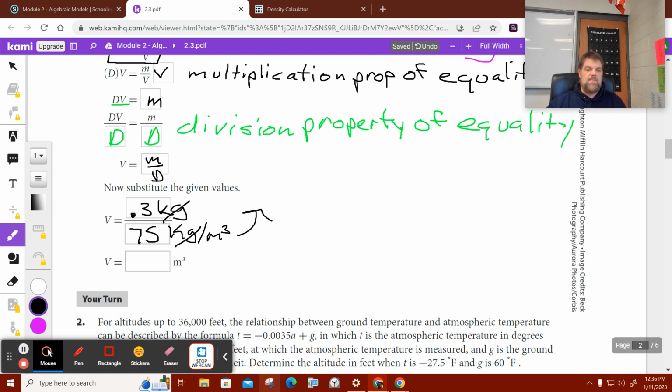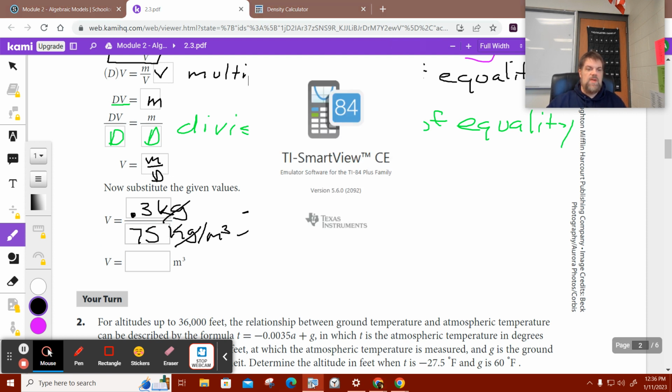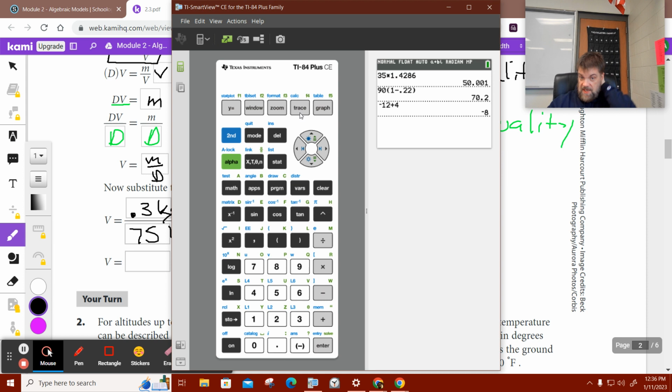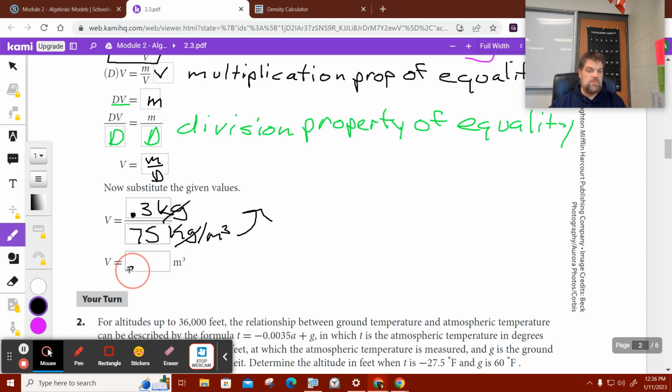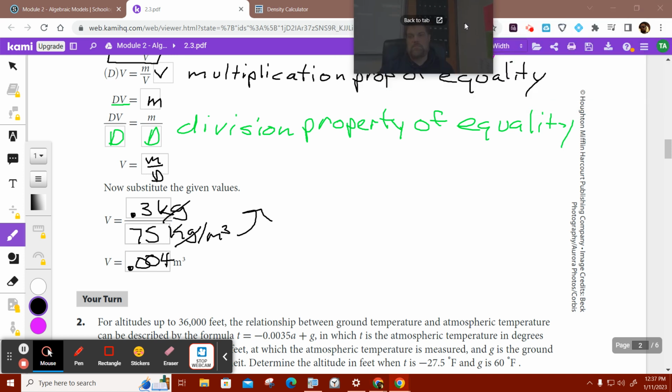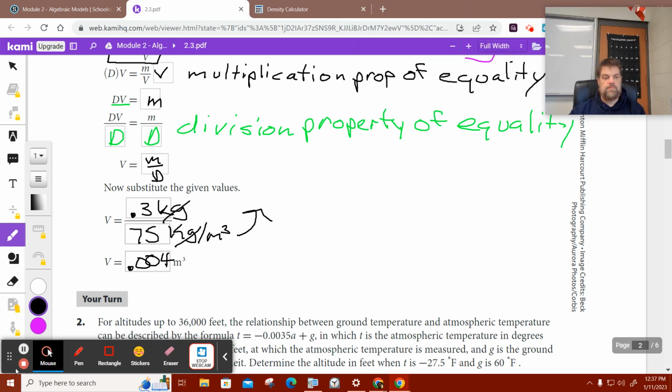So I just need to plug this in my calculator. 0.3 divided by 75. Let me get my handy dandy calculator. So I'm going to say 0.3 divided by 75, and I get 0.004 cubic meters. Let me check my handy dandy teacher book. Yep, that's correct. Do you guys have any questions on that? Okay, cool.